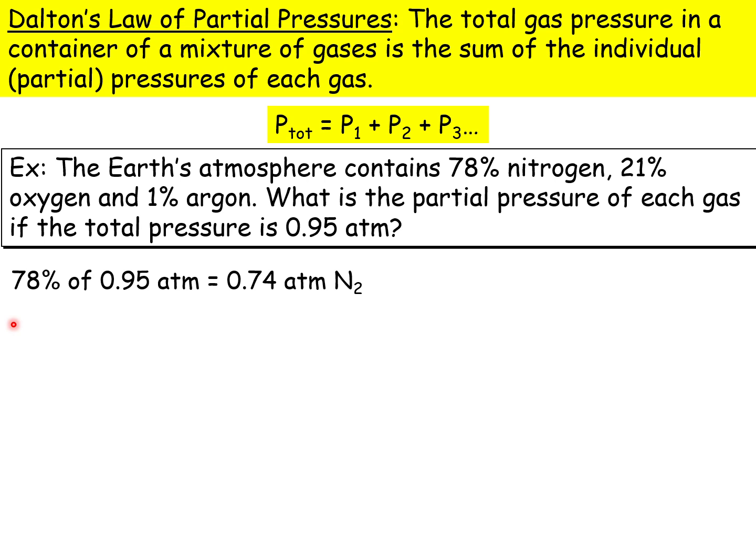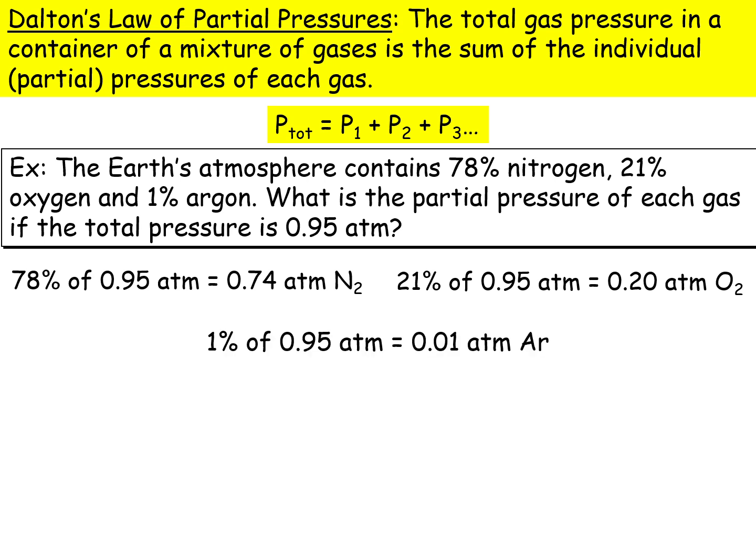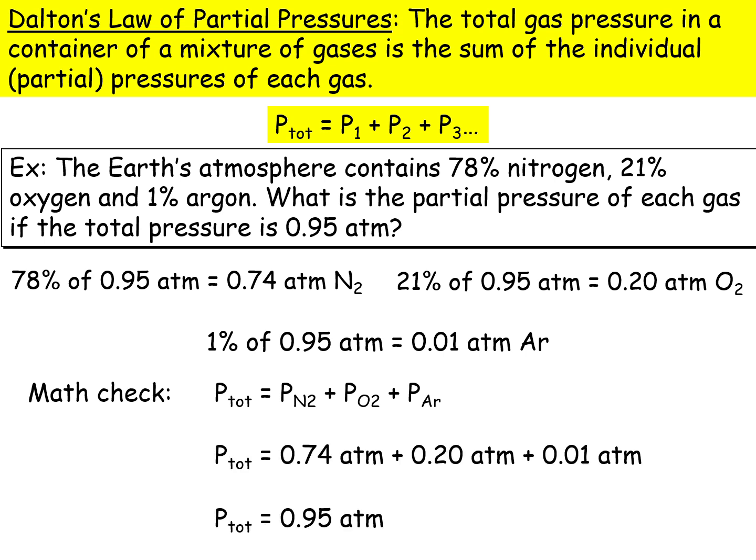So you say, all right, well, 78% of the total is going to be from the nitrogen. So you do the math. 0.78 times 0.95, and you get 0.74 atmospheres worth of nitrogen. Finish it off for the other ones. So 21% is oxygen, so you have a partial pressure of 0.20 atmospheres of oxygen. And then 1% of it is argon, so you end up with 0.01 atmospheres of argon. Math check, so you just add them all back together, and yeah, it ends up being 0.95 atmospheres.